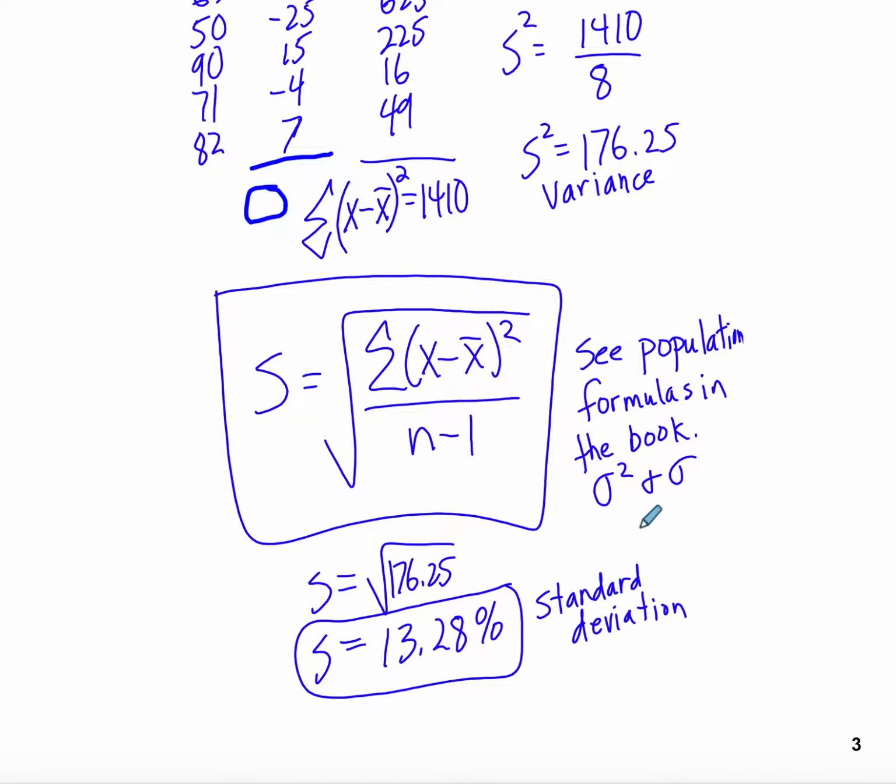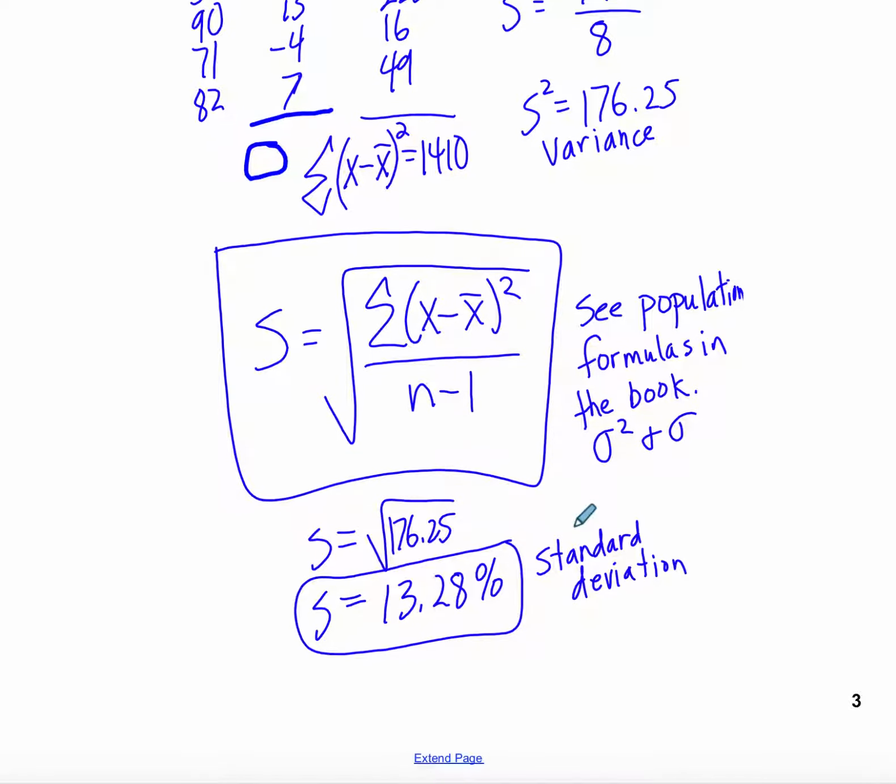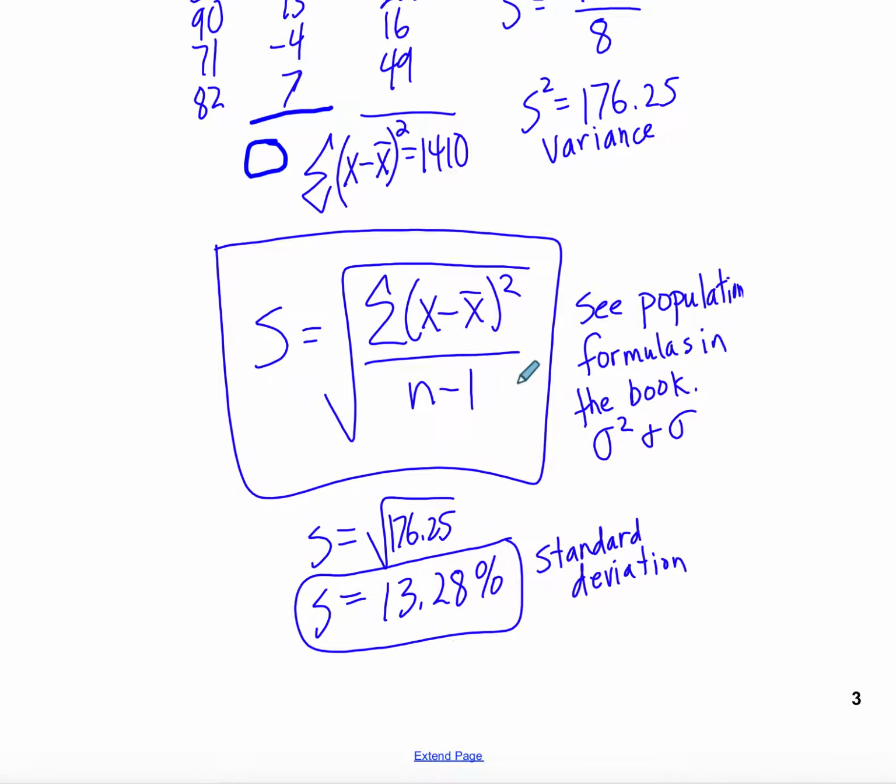There are formulas for the population standard deviation and the population variance. They're in many books. I won't go into what they are, but you can find those out. Because normally we do the standard deviation as a sample.